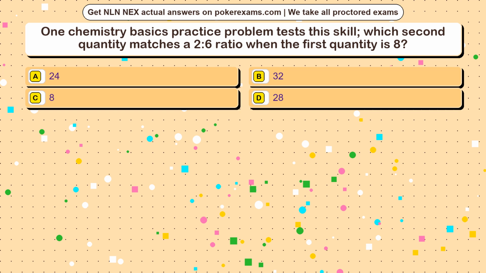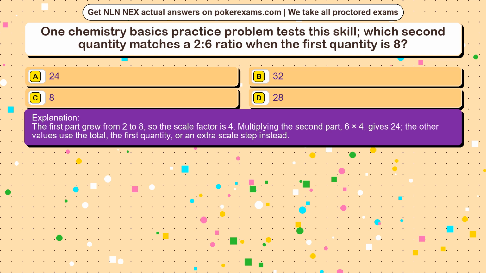The correct answer is option. The first part grew from 2 to 8, so the scale factor is 4. Multiplying the second part, 6 times 4, gives 24. The other values use the total, the first quantity, or an extra scale step instead.